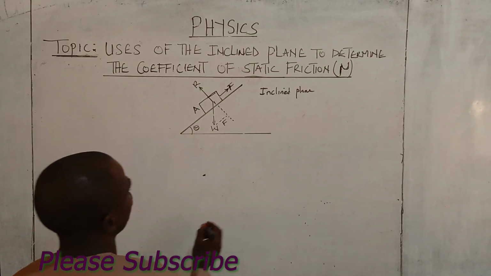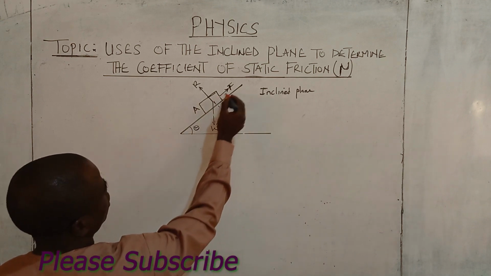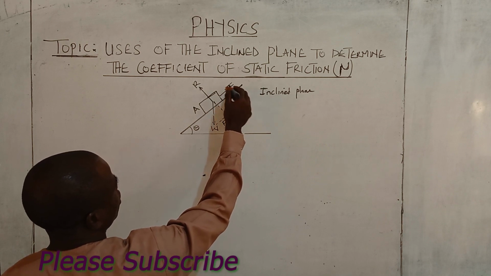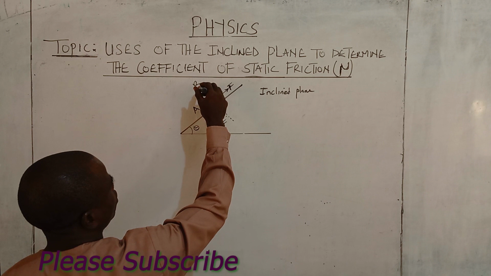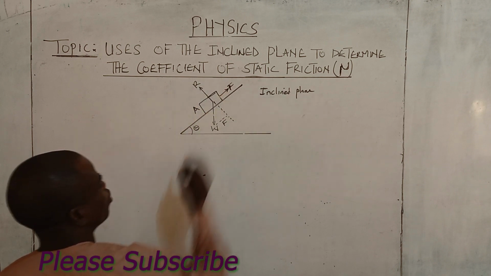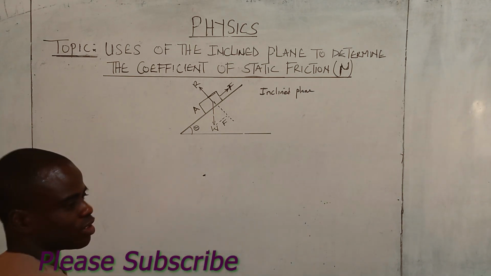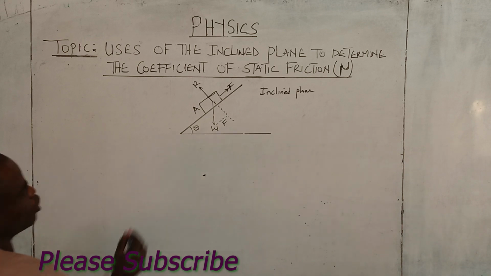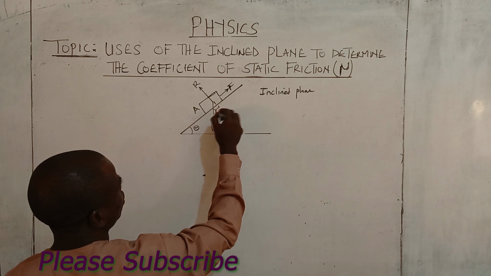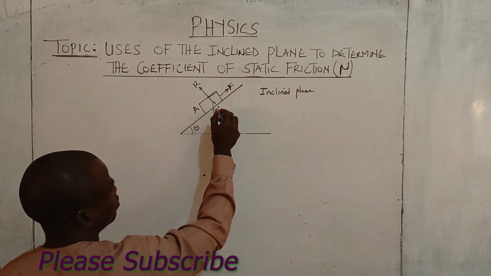Now let's see what we want to analyze. This is the limiting friction. You can see it. This is the normal reaction. This is the limiting friction. We want to get the static friction, mu, the coefficient of static friction. Now this is theta. This theta here is equal to this theta. Whatever you have here will be equal to this.